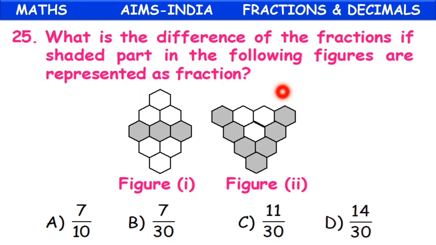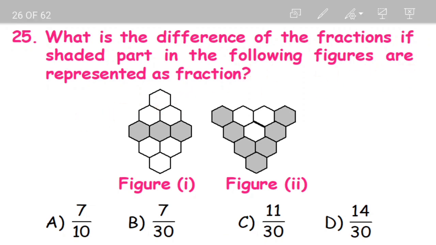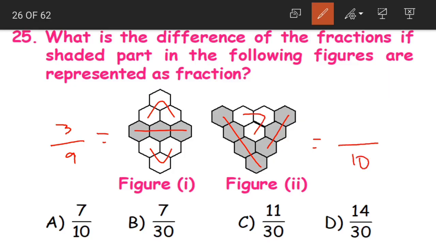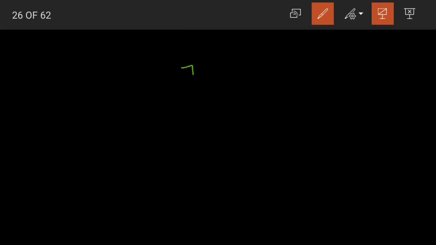What is the difference of the fractions if the shaded parts in the following figures are represented as fractions? So first we need to represent the shaded parts as fractions. We have 3 shaded parts out of 9 parts in total. Now coming to figure 2, we have 10 total parts, out of which 7 are shaded. So 3 by 9 and 7 by 10. 7 by 10 minus 3 by 9 is what we need to find.